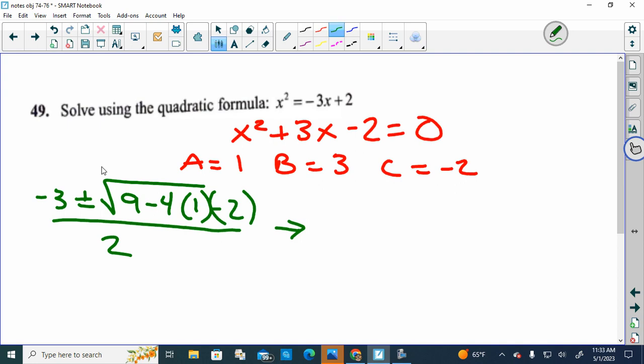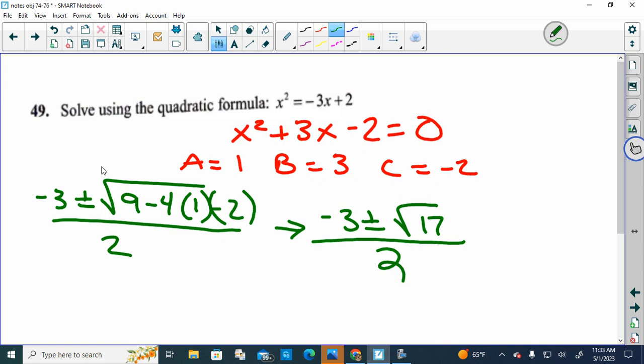Negative times negative is going to change that to a positive 8. So then you have 9 plus 8, which is what? Can you break 17 down at all? No. So you're done, because you can't break 17 down, right? And then the whole number, there's nothing in common that you can simplify. So less steps in this one.